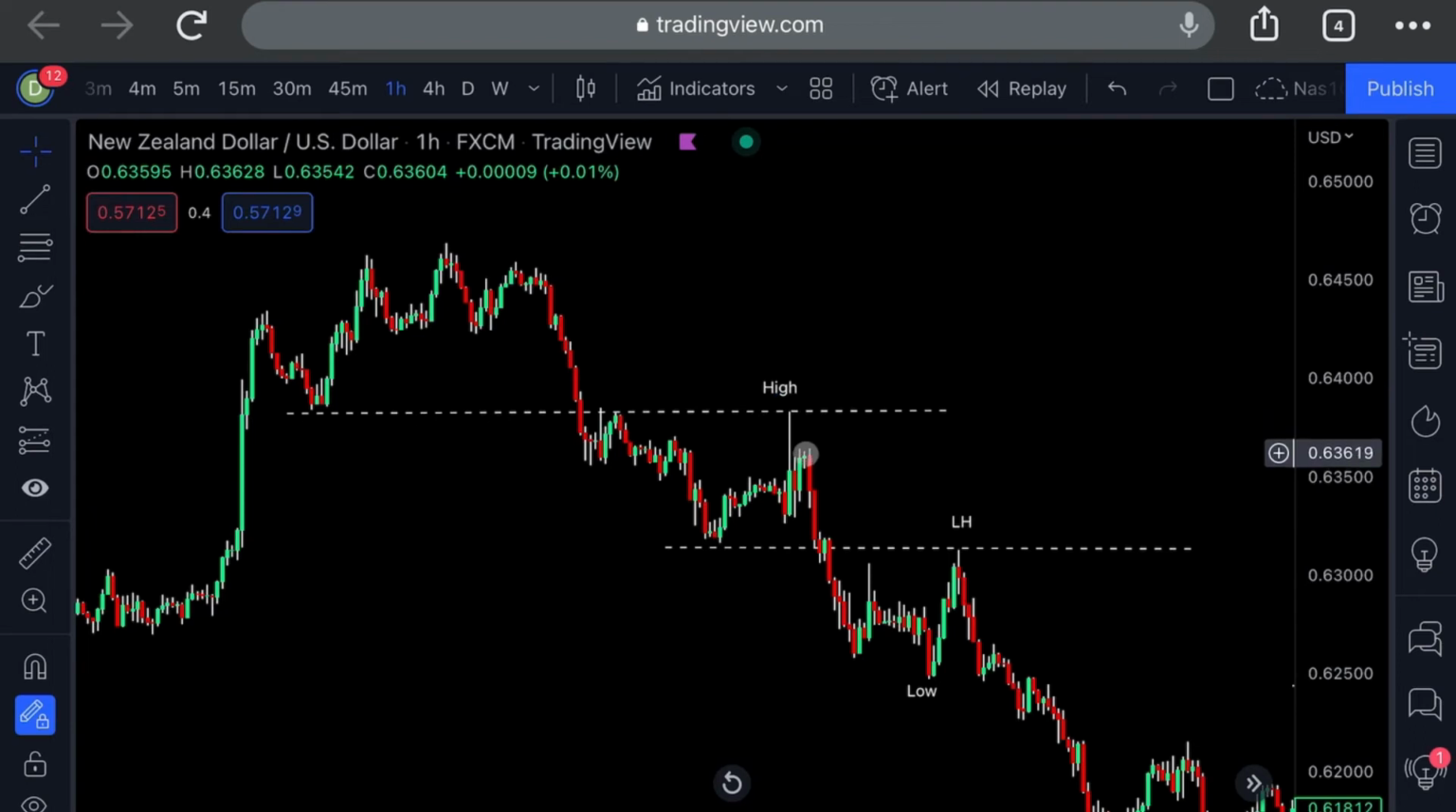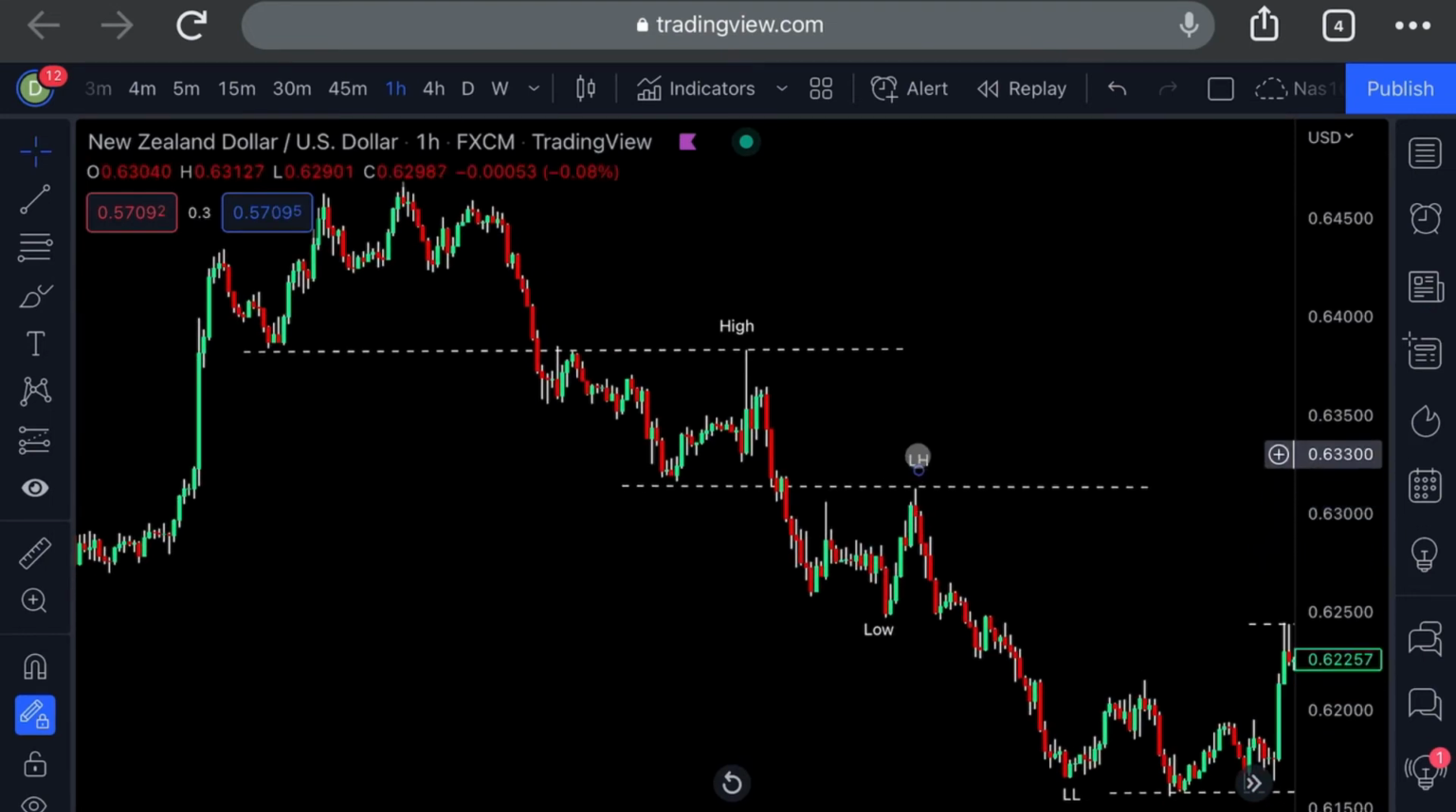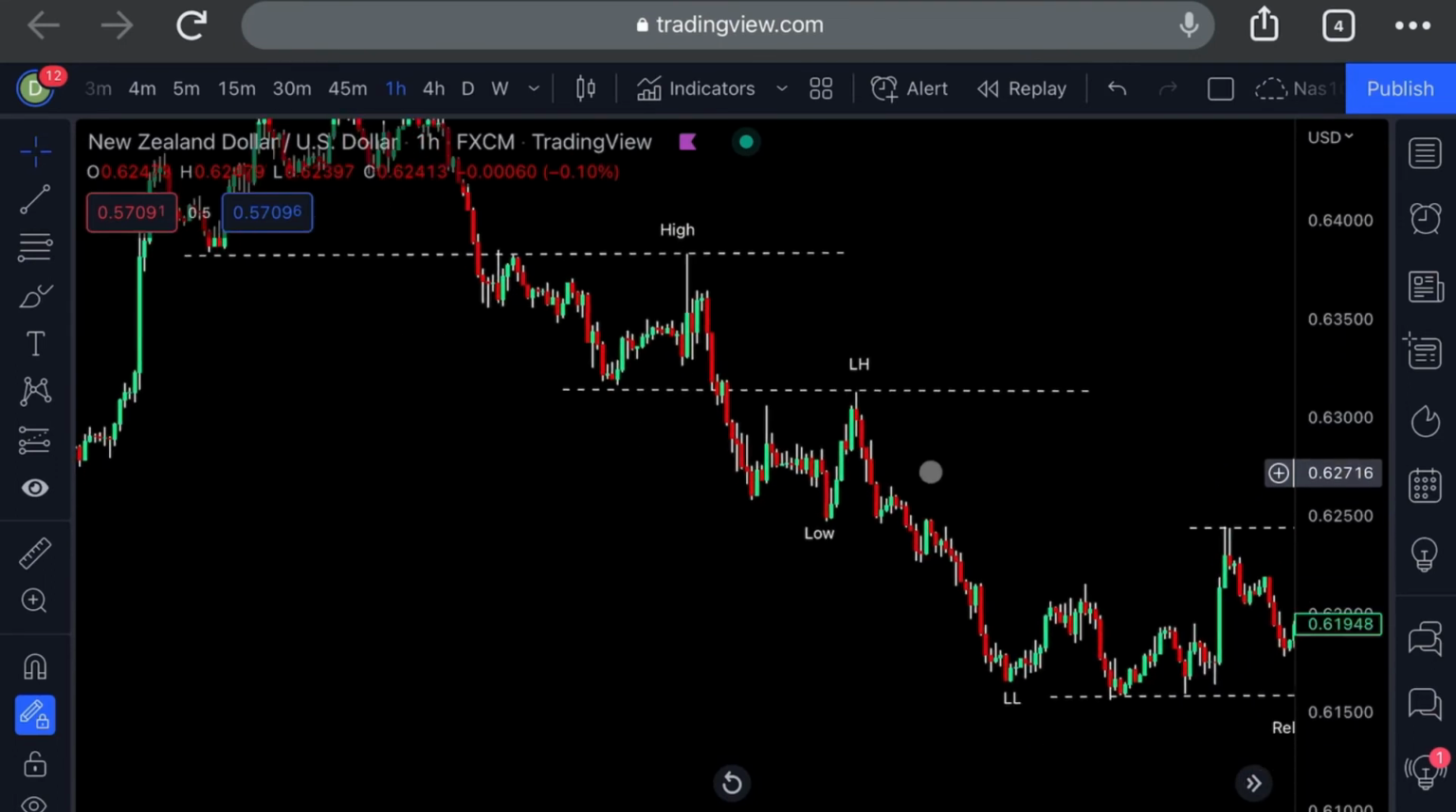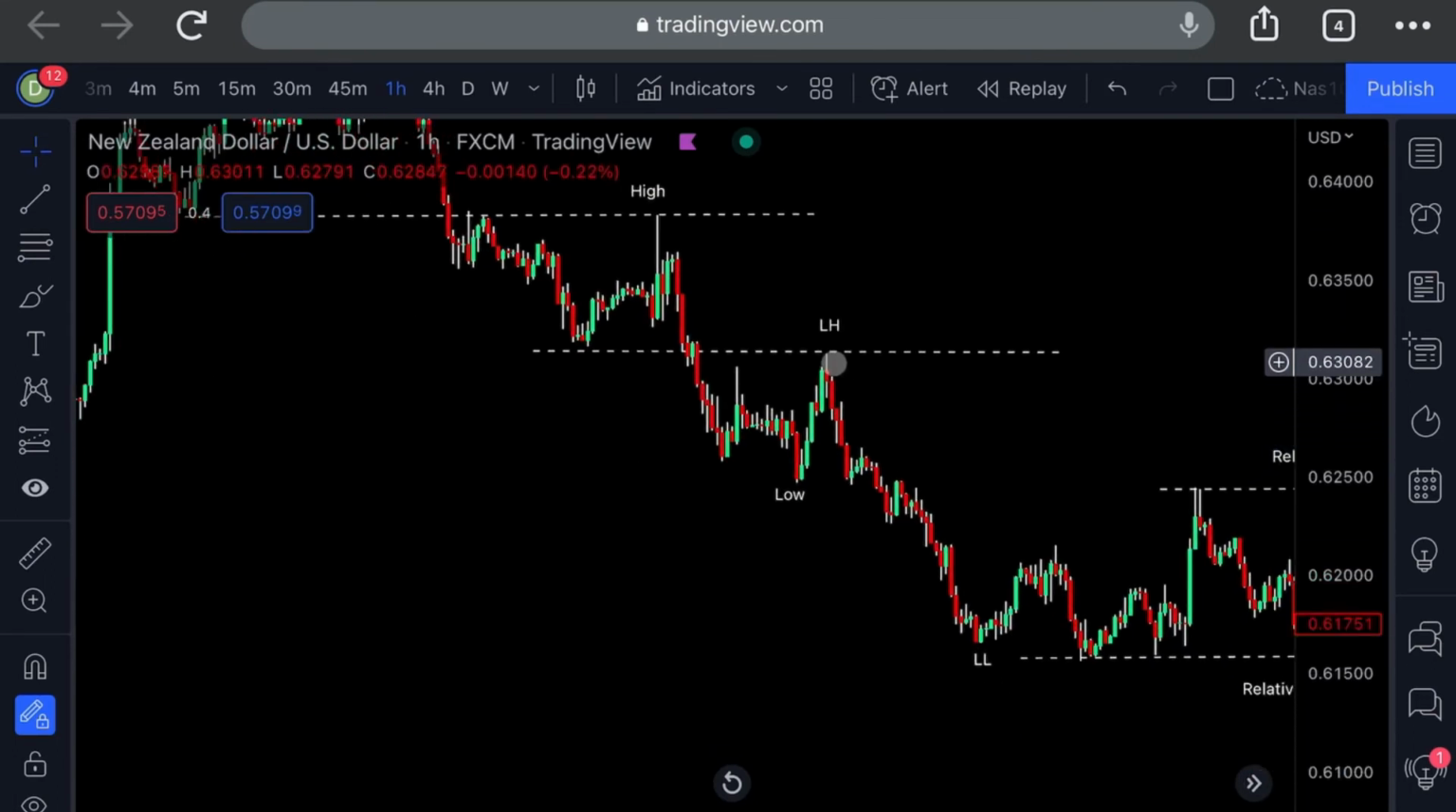Price then proceeded to trade lower, creating a low right here. And also we have newfound resistance right here. What did price do? Price retraced back into this resistance, and the resistance held, creating a lower high. This high is lower than this high right here, so this is called a lower high. Then price created a new leg, trading down, creating a lower low. This lower low is lower than this low, which is why this is called a lower low.